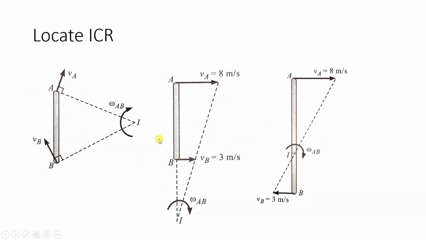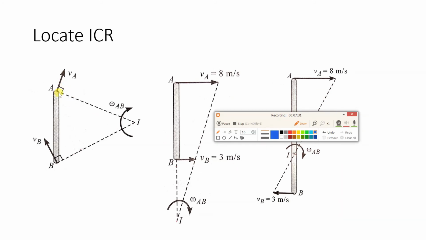Okay, now after this, a few cases are given here on how to locate ICR. Suppose this is a rod AB performing general plane motion, and velocity vectors VA and VB have been shown at point A and point B. How to find ICR? I have drawn a perpendicular to the velocity vector, this dotted line. For the second velocity vector VB also I have drawn a perpendicular dotted line. Wherever these two intersect, that will be the instantaneous center of rotation, ICR, I.